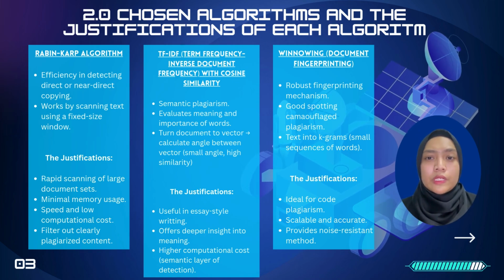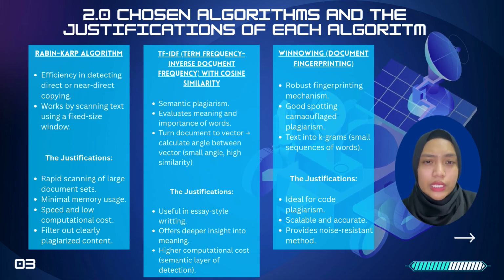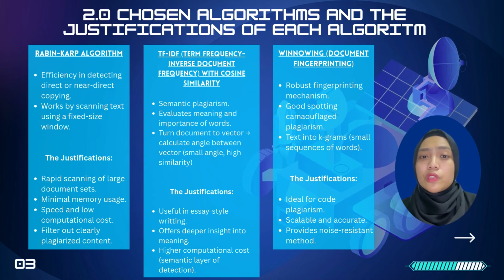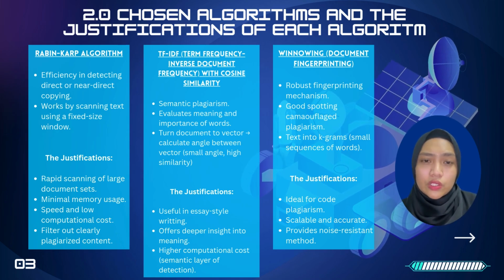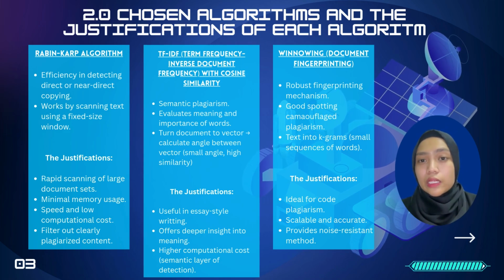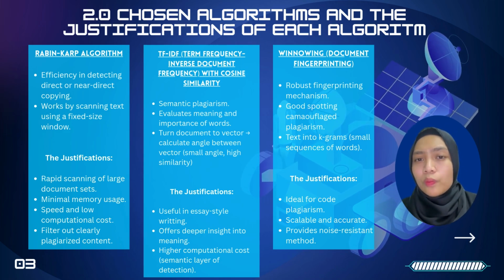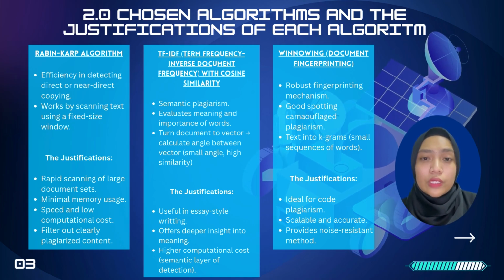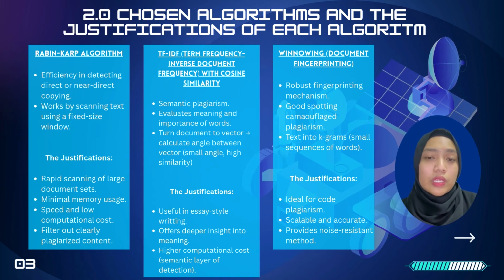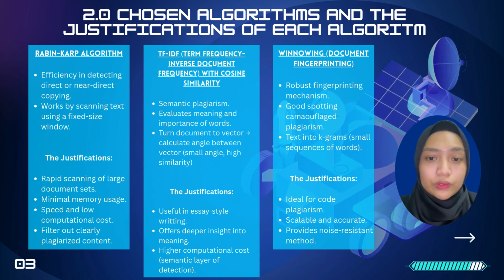This algorithm is especially useful in essay-style writing, where students might change sentence structure or use synonyms to hide copying. It offers deeper insight into meaning, making it essential for assignments that test understanding rather than syntax. We chose this method despite its higher computational cost because it brings a semantic layer of detection, which is meaning-based similarities that Rabin-Karp and fingerprinting cannot achieve alone.